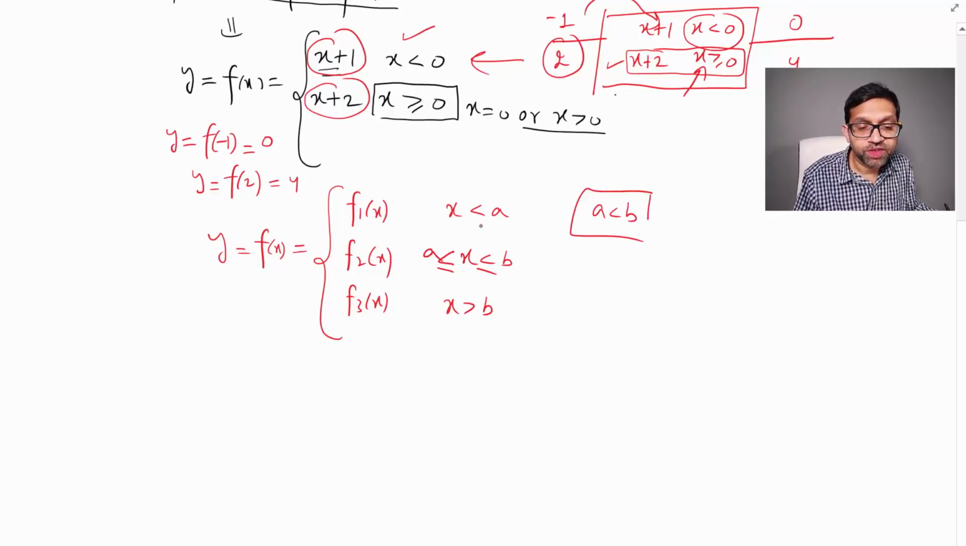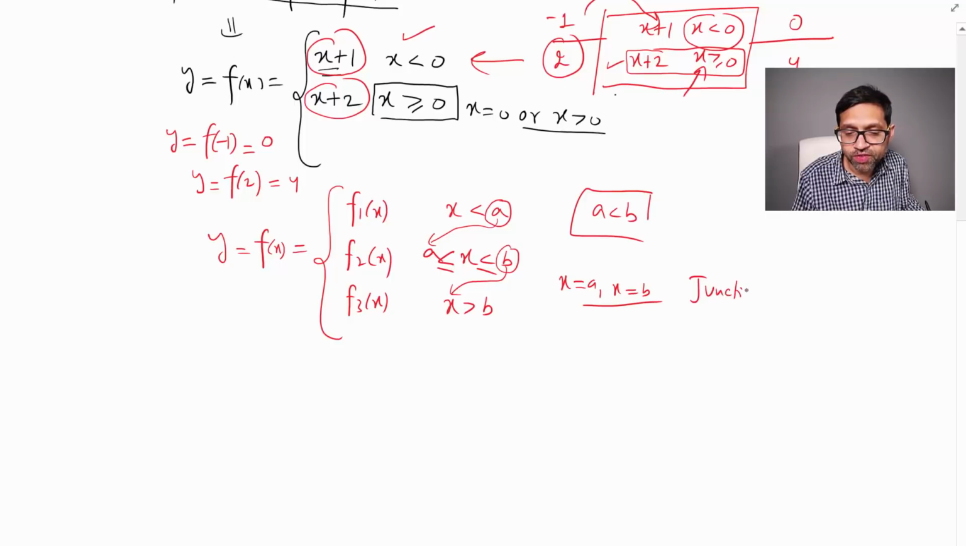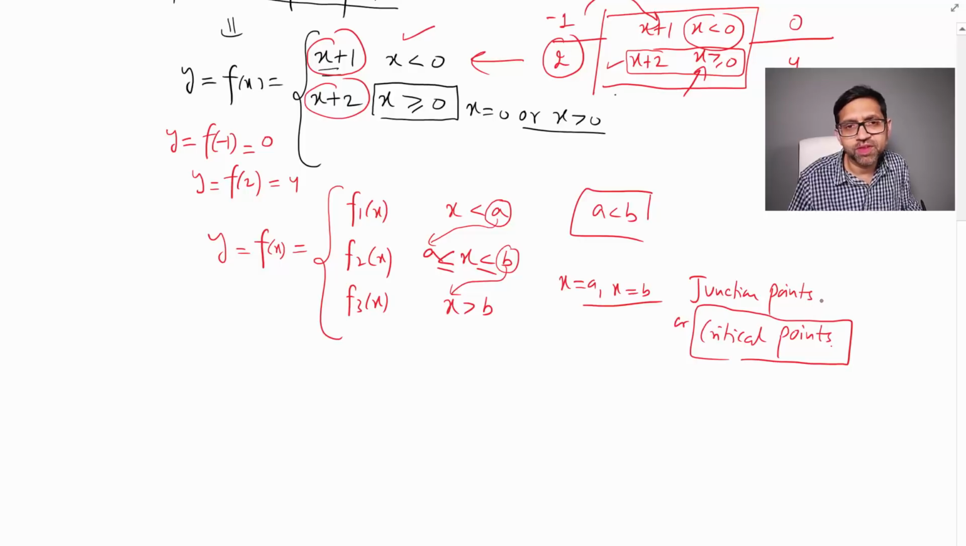And here you can see the pieces. This a is a value about which the definition change is taking place, and b is another value where the definition change is taking place. A and b, x equals a and b, we can say are junction points where the definition change is taking place. Sometimes we use the word critical points, you can say vital points. So we're just giving names to them. So these are the points where the definition changes. On the left and right of this point, definitions are different.